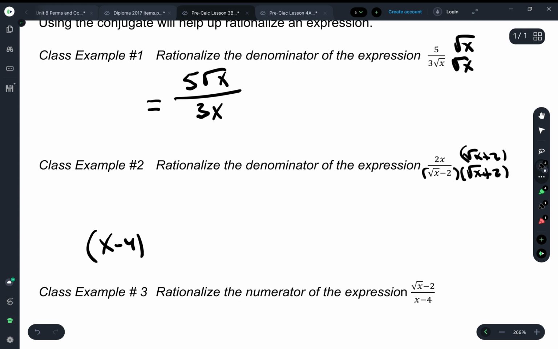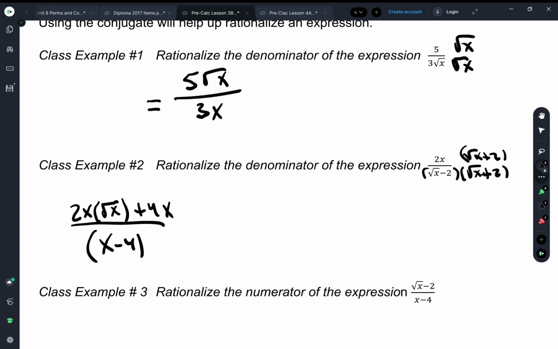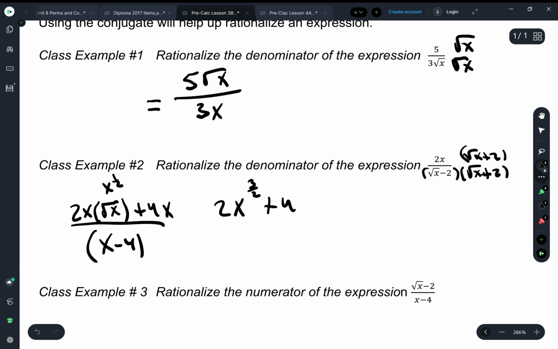That gets our top to be, let's see here, we'll do 2x times the root x. I'm going to kind of distribute at the top as well, plus 4x. Okay, when you do that, x times the radical x, we also can think of as x to the 1/2. And that helps us put those together, so that it's actually 2x to the 3/2 plus 4x.